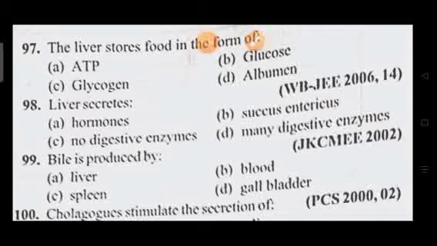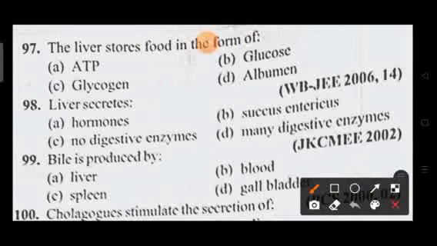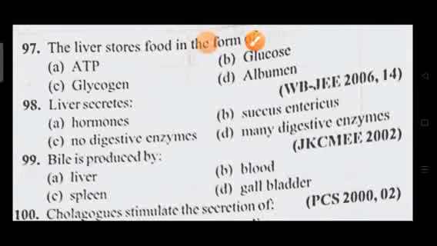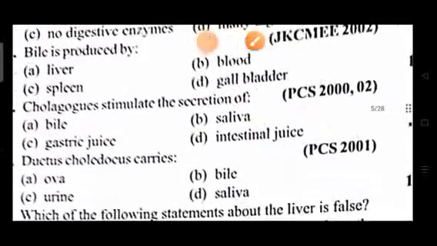Next, bile is produced by, already you know that bile is produced by the liver. So the answer is A. No other options need to be checked. Next, question 103.